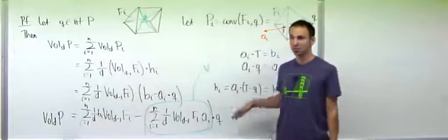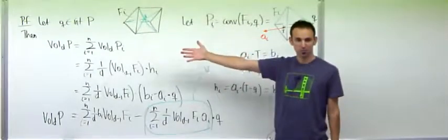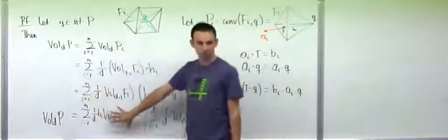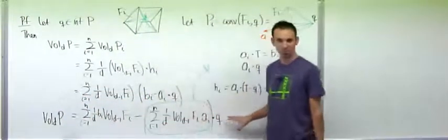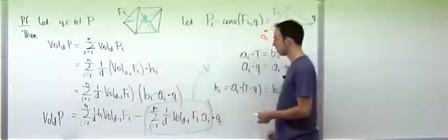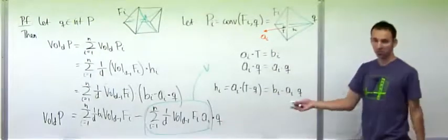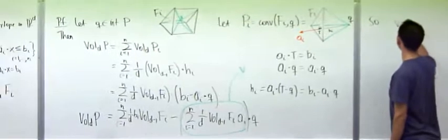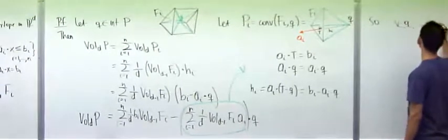Okay? But this is true for any Q in the interior. And this is a constant, and this is a constant. And this is not a constant because it depends on Q. So what must happen is that this doesn't depend on Q. So V dot Q doesn't depend on Q.